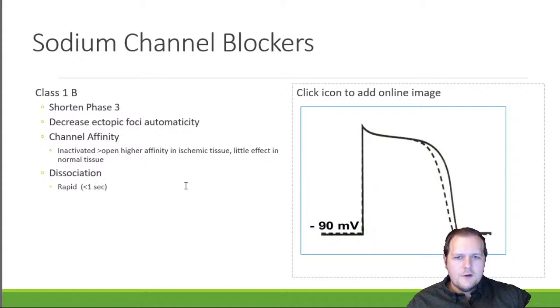And so basically what you're going to see here is that this works better in ischemic tissue, where those ectopic foci are more likely to develop. And so you decrease their automaticity there. By blocking those inactivated sodium channels, you end up leading to that ischemic tissue functioning more similarly to normal tissue. So you actually shorten up the refractory period to some degree. So a very limited use case, mainly in MI, is what we're going to see in those cases.